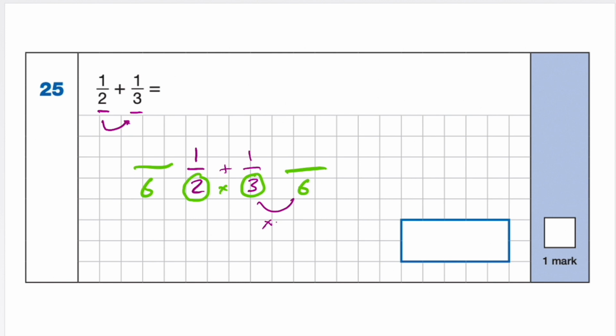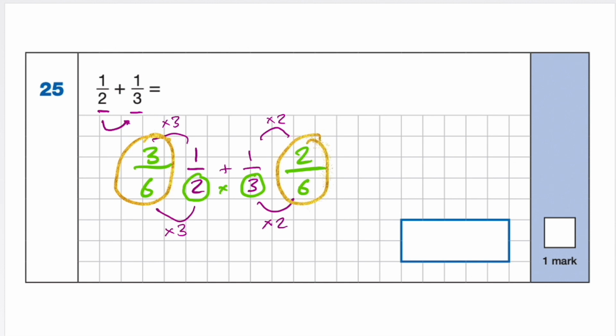Well, I had to times it by 2, so I now need to do that to the numerator, times it by 2. 1 times 2 is 2. Then on the other side, how did I get from 2 to 6? I times by 3, so I must do the same to my numerator, and 1 times 3 is 3. So my new equivalent fractions are 3/6 and 2/6. And all I'm going to do is add my numerators. 3 add 2 is 5, and the values were 6. So my answer is 5/6.